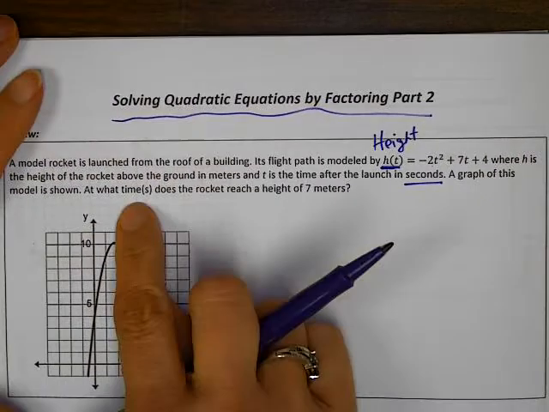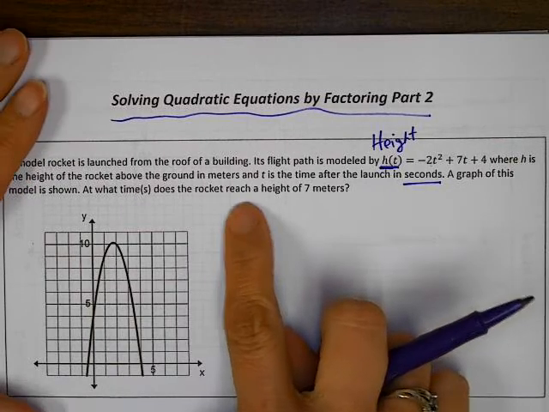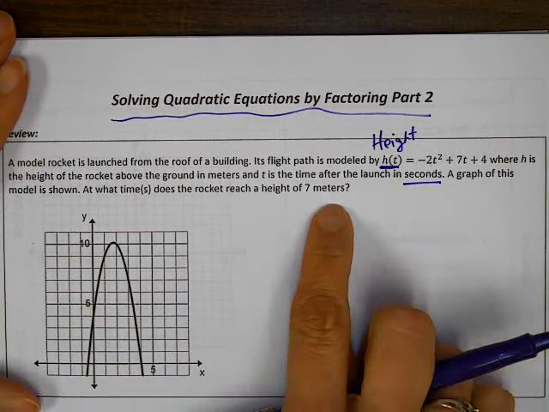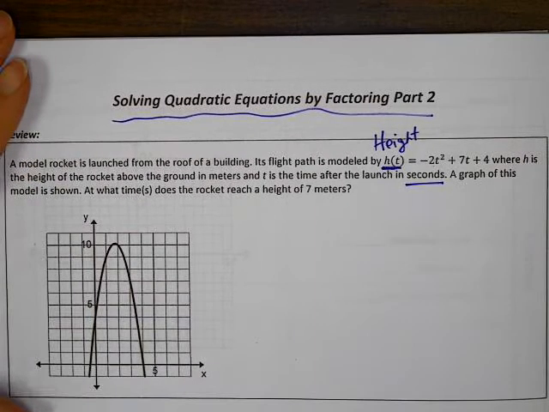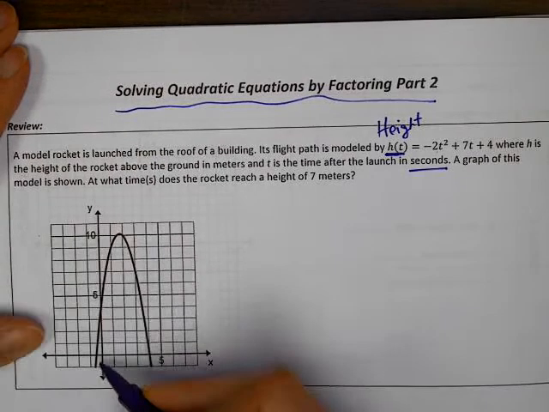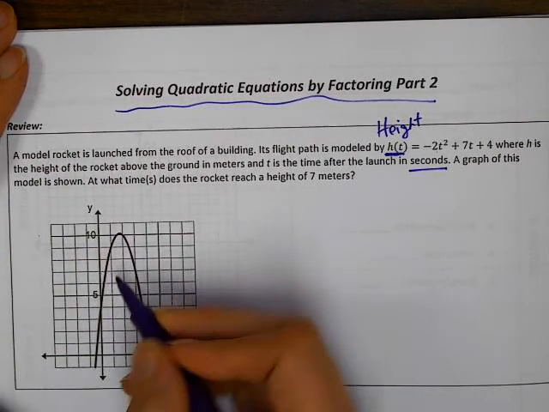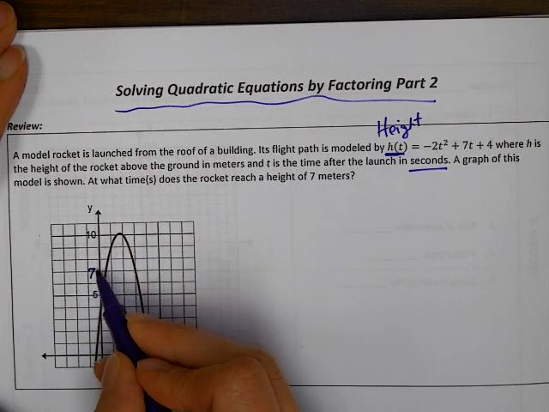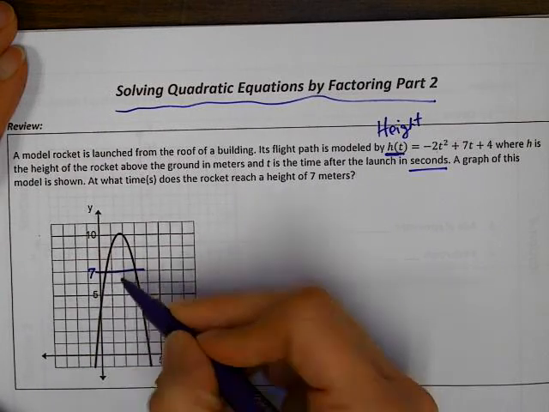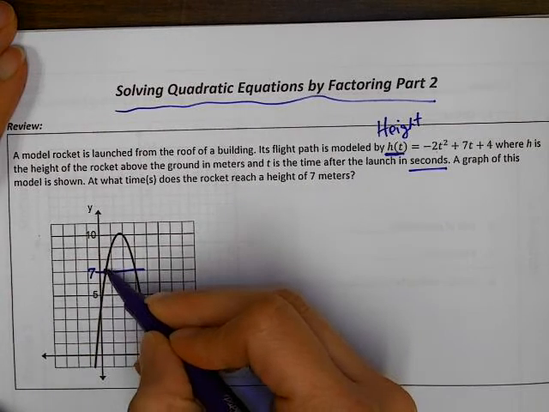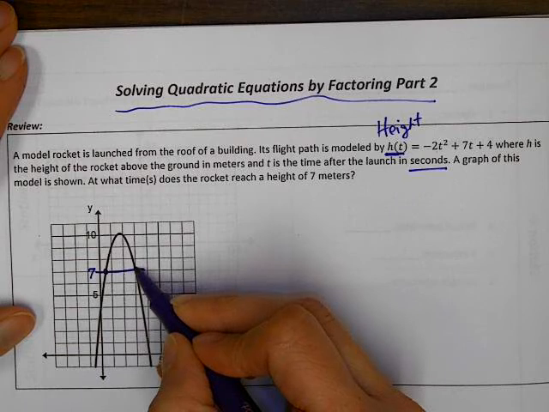At what time or times does the rocket reach a height of 7 meters? Does it ever get 7 meters off the ground? Let's see. 5, 6, oh yeah, 7. It definitely is 7 meters high. It looks like once on the way up and once on the way down.